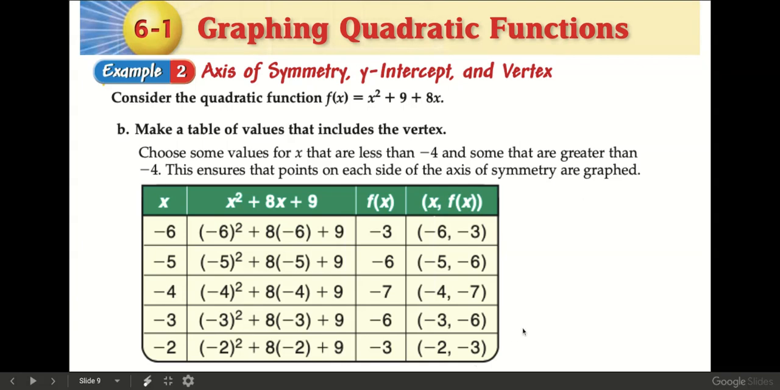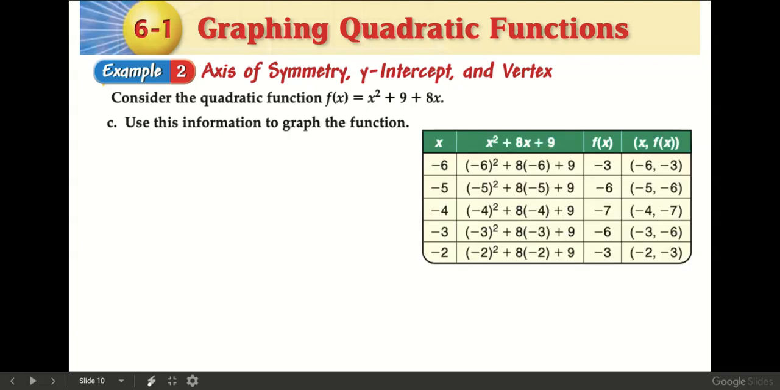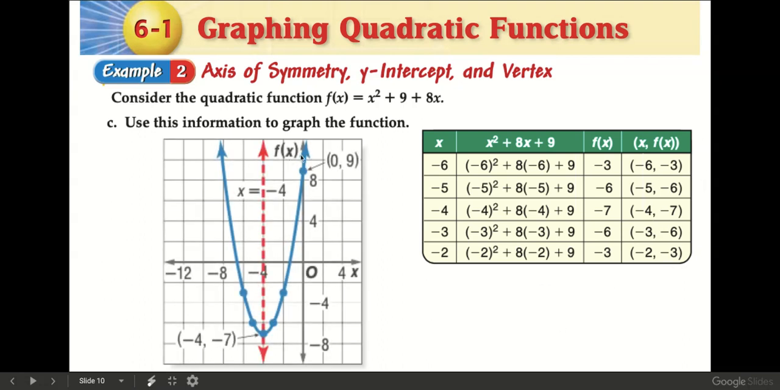So notice that the y-coordinates are mirrored on each side. So it makes sense that my vertex, and I know that's my vertex because it has an x value of negative 4, the 2 points on either side both have a y-coordinate of negative 6. Outside of that, they both have a y-coordinate of negative 3. So that's going to make sure that I have that mirrored or symmetrical parabola on either side. So there's my table. So now I'm just going to take these points and put them on a graph.